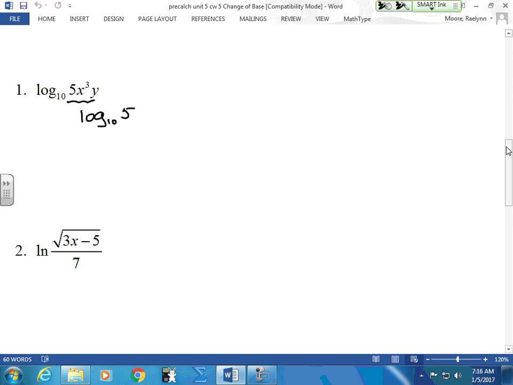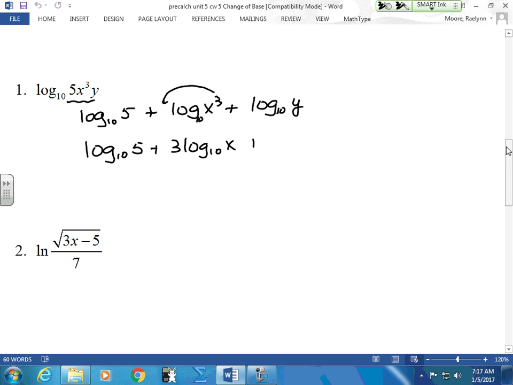So this is log 5 plus the log of x cubed plus the log of what? And what else do you see we could do? You could bring the 3 down. Use your power rule and bring the 3 down. All of these bases will always be the same when you expand it. You expand it off of this one.